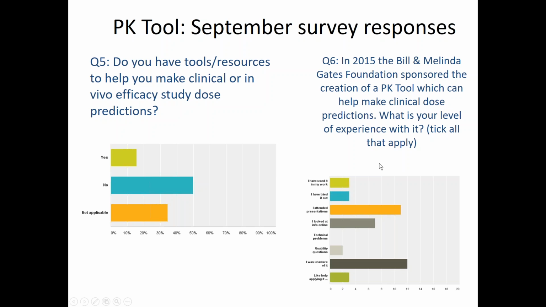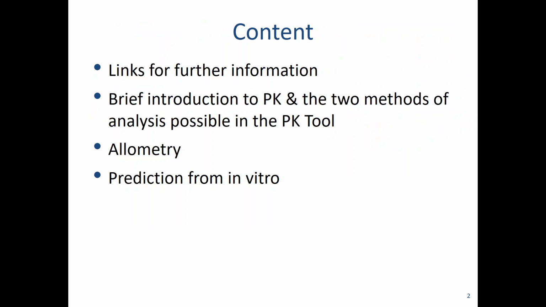So I'm going to talk about where you can go for more information. This is only an overview. There is quite a lot more information, and of course information on how to download the tool. I'm going to talk a little bit about PK and the 2 methods of analysis that are possible in the PK tool. Apologies to those of you online that know a lot more about this than I do, but I think just trying to get everybody to the same point. And then I'm going to talk a little bit about allometry, which is one of the methods the PK tool uses, and then prediction from in vitro before we go to Gav's presentation.